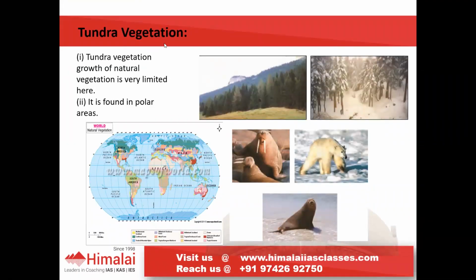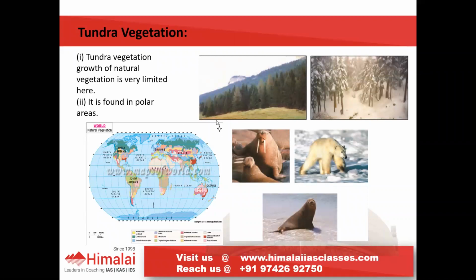Moving on to the next type of vegetation, that is tundra. In this picture, what you are seeing is taiga or coniferous trees. In tundra, we rarely find any kind of vegetation, especially because they are near the poles. And the animals found here have adapted to this cold region. How? You can see they have thick fur and thick skin. This is how they have adapted to this extreme temperature.